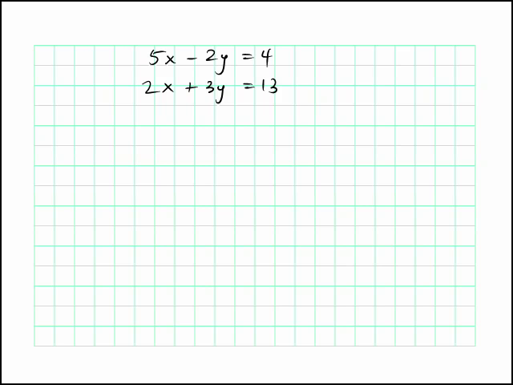It doesn't really matter. Now since this is a negative 2y and that's a positive 3y, I could easily turn each one of those into 6y. I'll multiply the top equation through by 3, both sides, the whole thing. That'll give me a negative 6y up there. And if I multiply the bottom equation through by 2, that'll give me a positive 6y. Let's rewrite each equation.